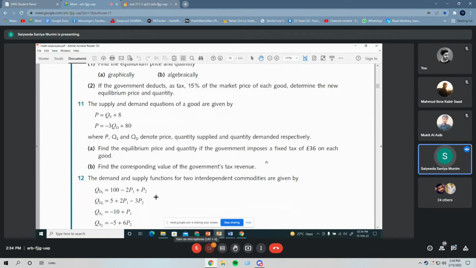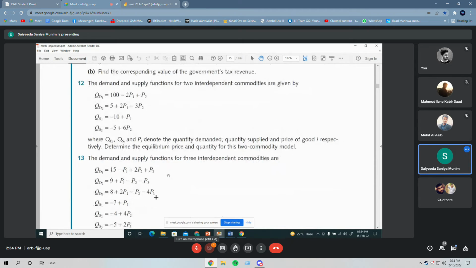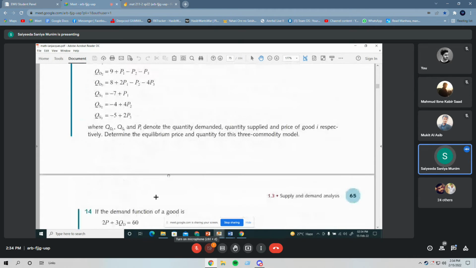Question number 11 you can do directly. It is just a fixed tax of 36 pounds on each quantity. So just add 36 pounds to the supply equation. These equations I will do in the next class.